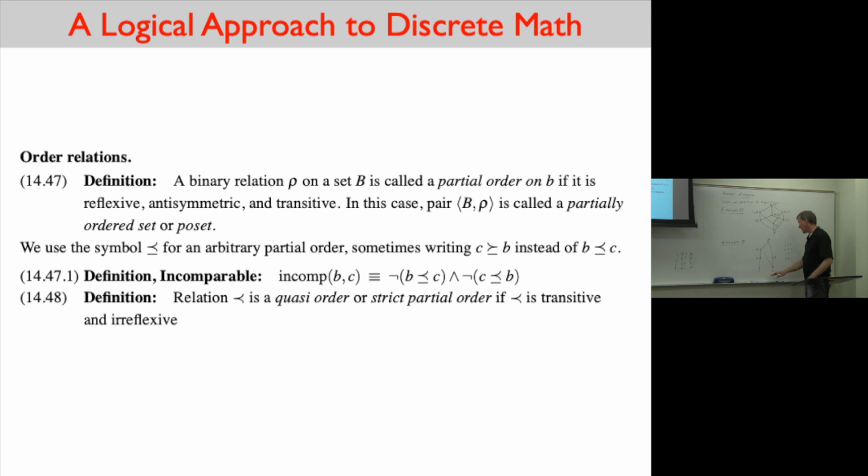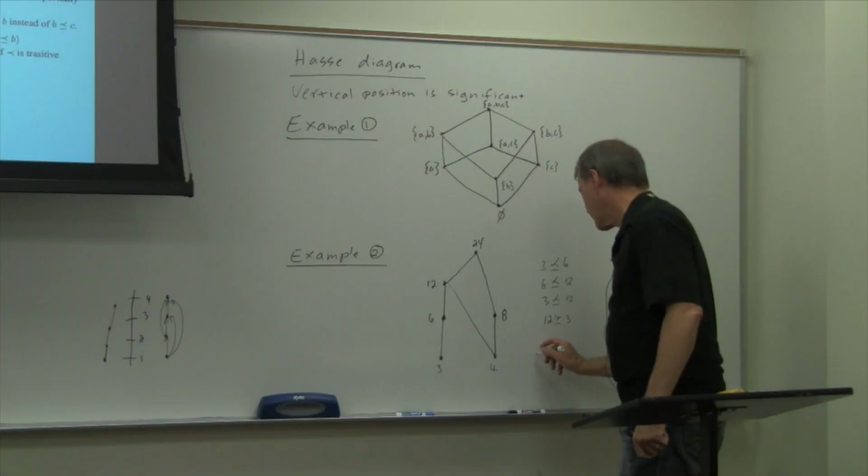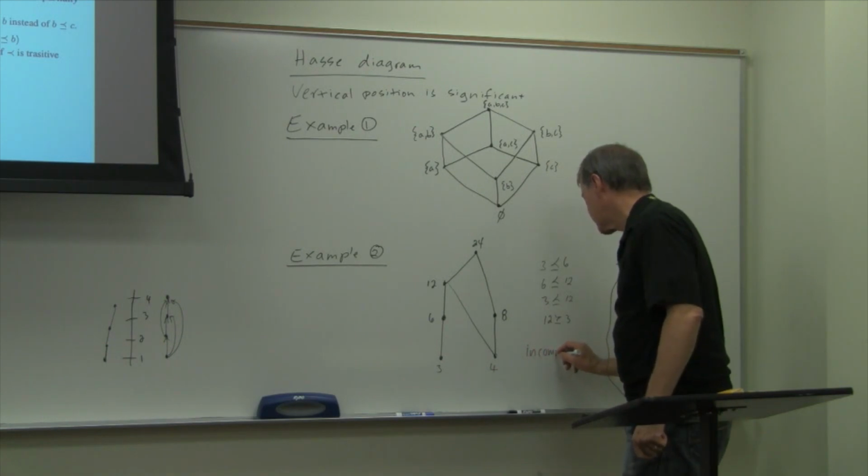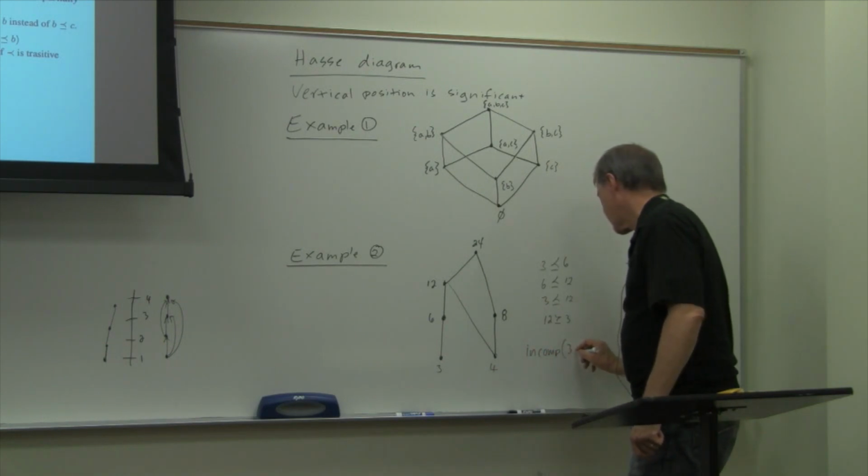Okay, so what we have, an example of the definition of incomparable is 3 and 4. So what we have here in this relation is incomp 3, 4.